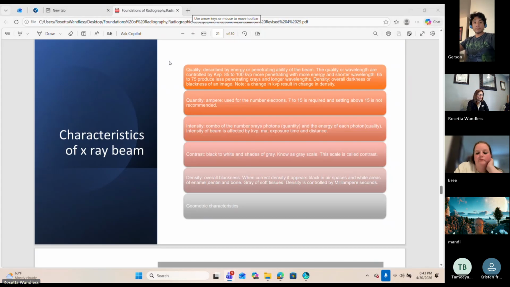Okay. So with that being said, I want to mention two more words that we're going to define in a moment. The next word we're going to define again is called contrast and density, okay? As far as what we're talking about now, you see where it says characteristics of an X-ray beam?